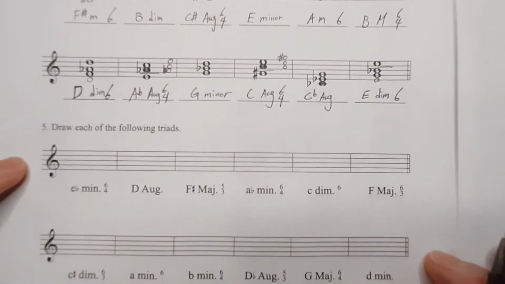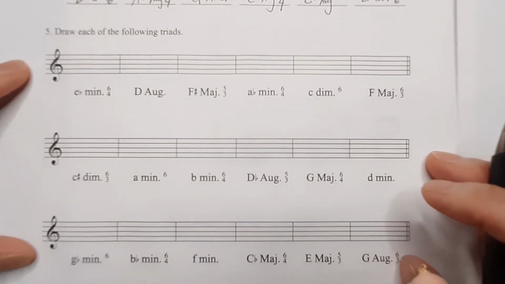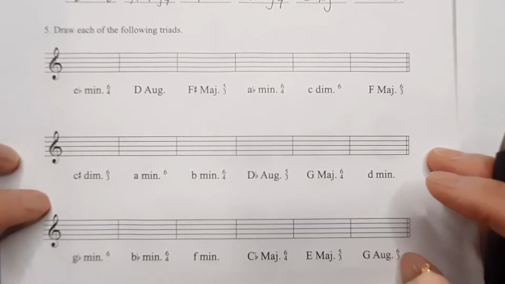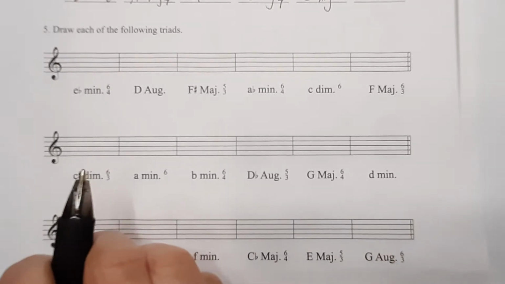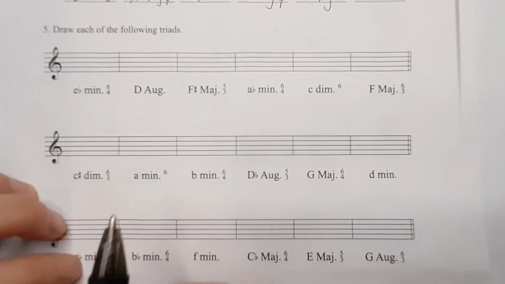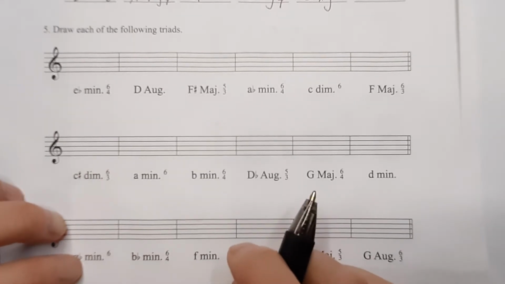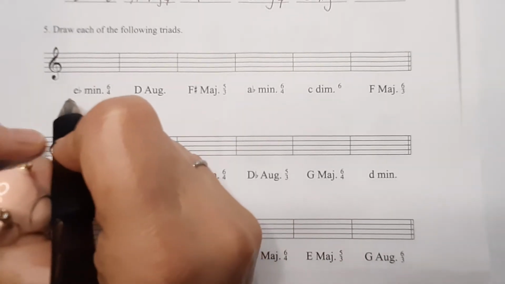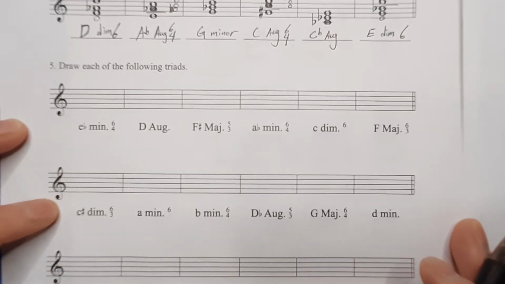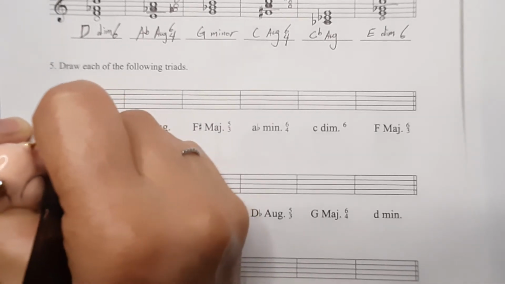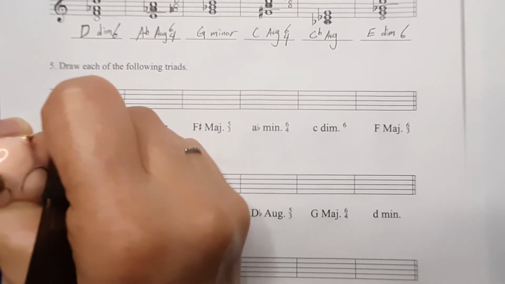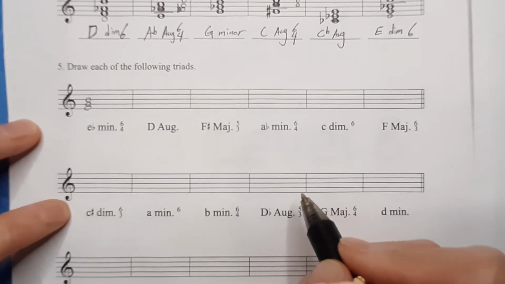Okay, can we do number 5 now? Okay, now we gotta draw them. Okay, we can do that. All right, here we go. Now, is it E flat? Yeah, E flat minor 6-4. Okay, so let's do in root position first. E flat, here, E flat, right?